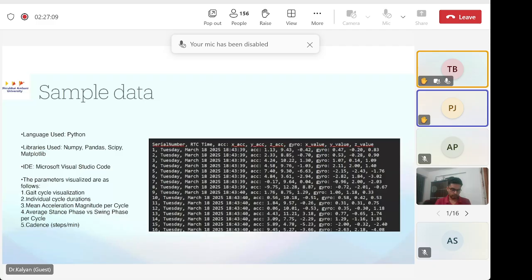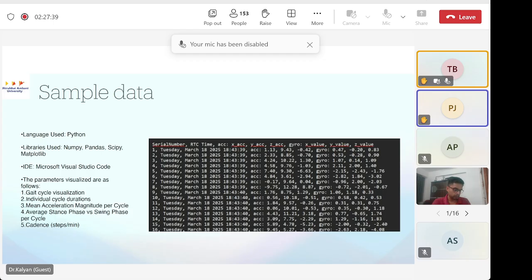how we proceeded with the gait analysis. There are two methodologies. First is the data collection, and second is the data analysis. For data collection, we have been using the ESP32, and for the data analysis part, we have been utilizing various libraries of Python, let's say NumPy, Pandas, SciPy, Matplotlib, to extract meaningful features from the data that we are collecting.